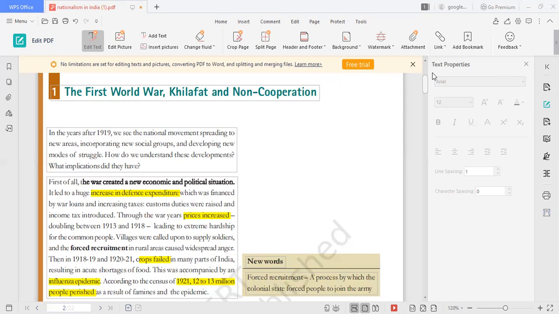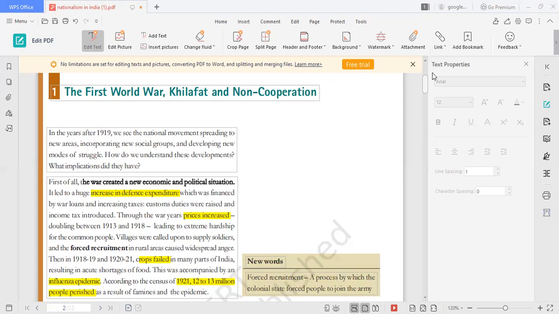Above all, villages were called upon to supply soldiers. In the First World War, India helped Britain, and the villagers were forcibly recruited to supply the soldiers. So this caused widespread anger in the villages. People were not ready to lose their lives for the sake of the British.